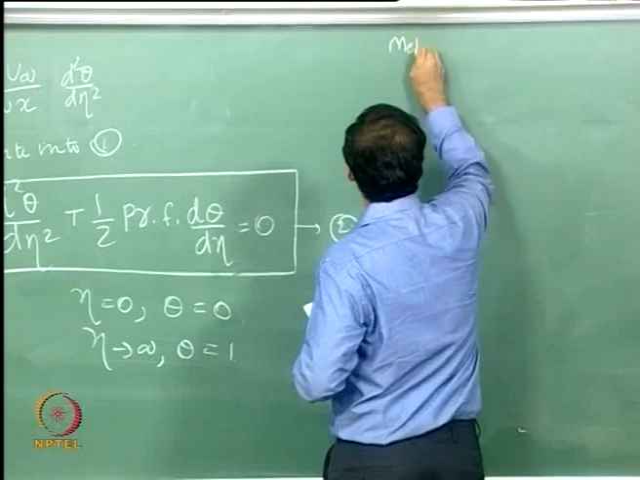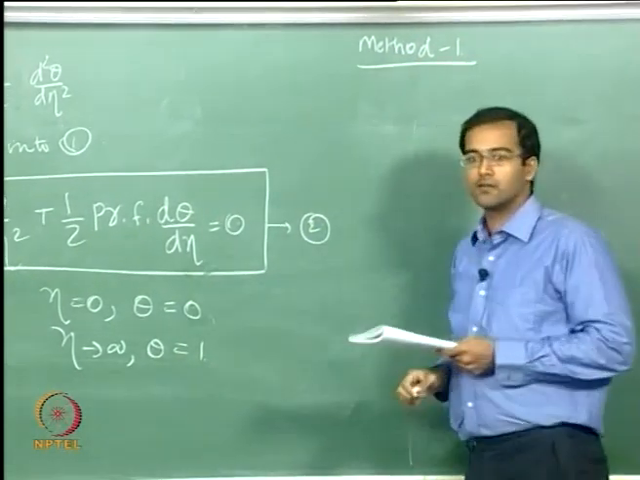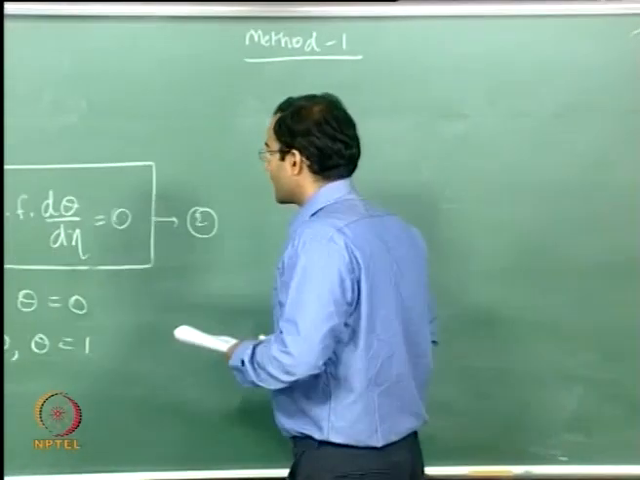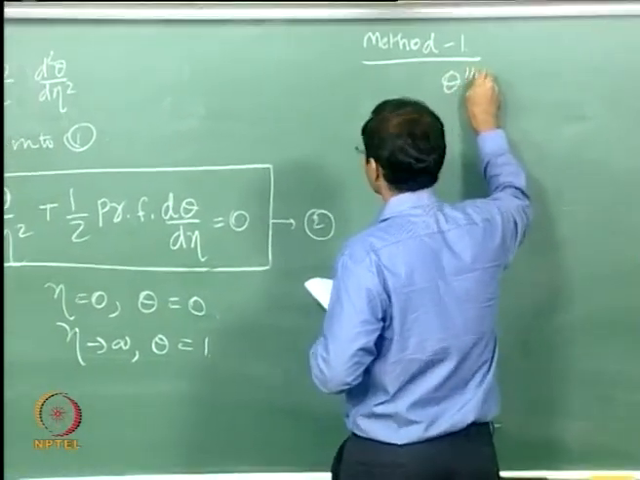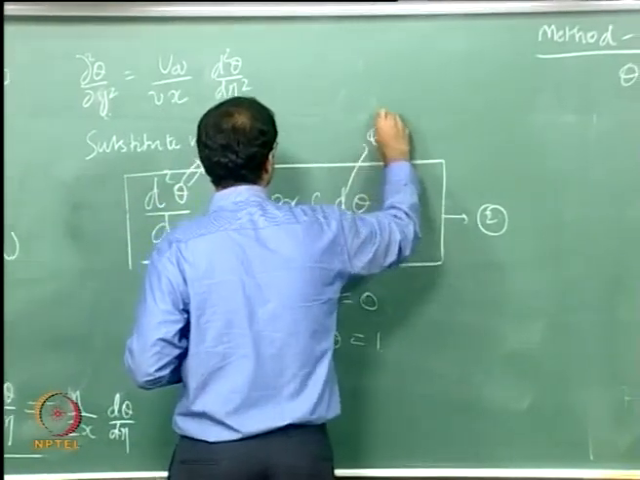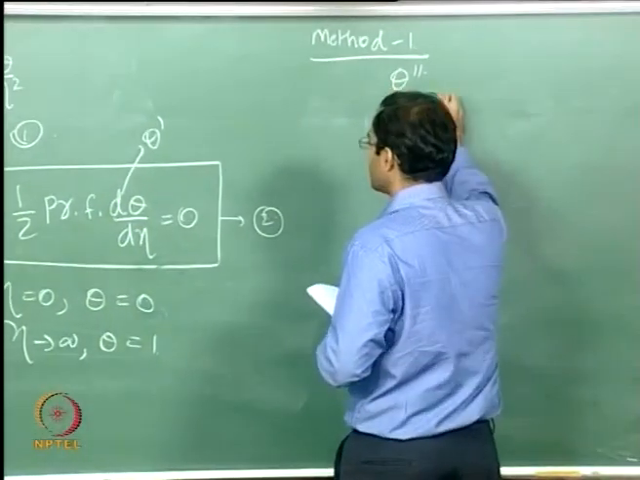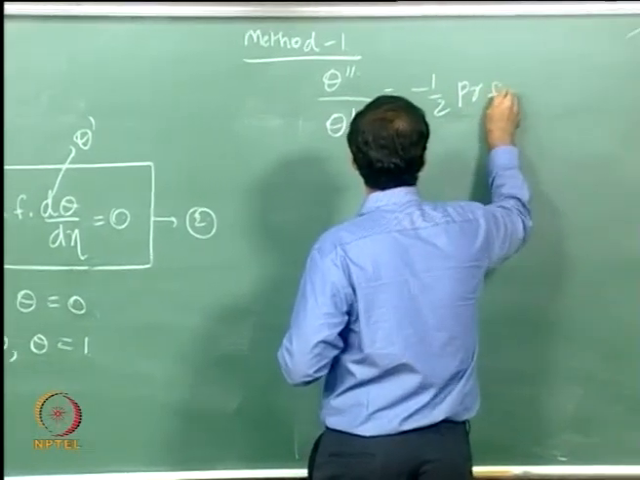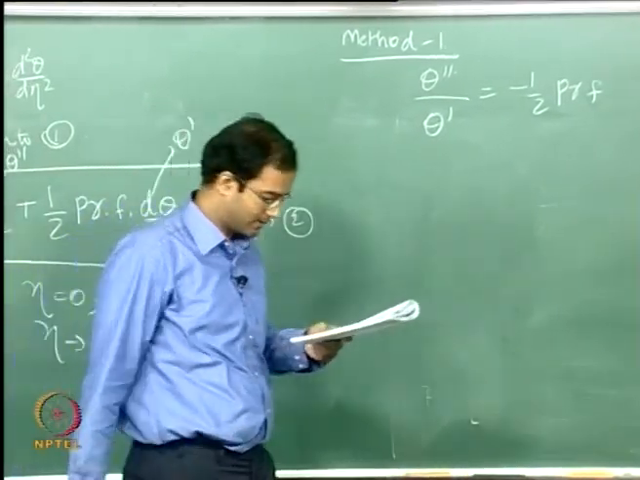Okay, although it looks like an analytical method, finally we end up with an expression which has to be done numerically. So I can write this in my convention, which I am more familiar with. I am writing theta double prime and theta prime, just like I used f double prime and f prime. So theta double prime by theta prime should be equal to minus half Pr into f. I am just rewriting the similarity equation.